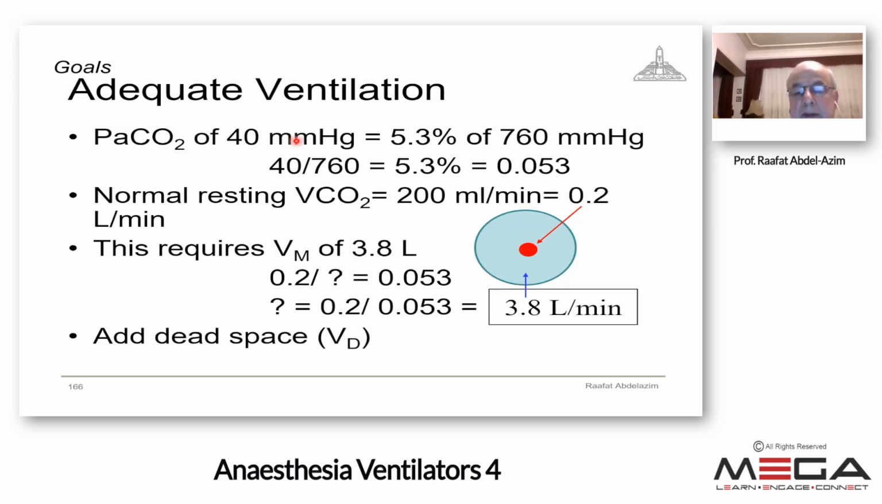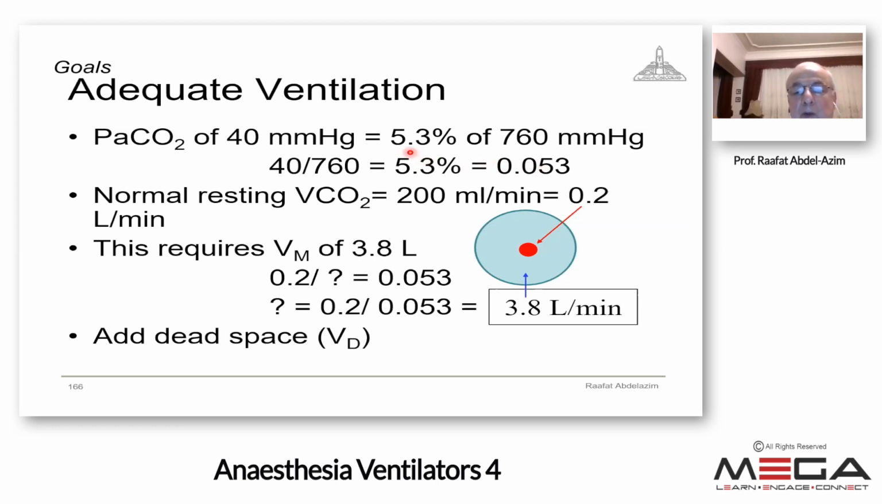It is present with other gases to represent the total pressure of 760, that is the atmospheric pressure. So carbon dioxide is 40 millimeter mercury in 760. It represents 5.3% of the total pressure. This is the partial pressure of carbon dioxide. This 5.3% is derived by this equation, 40 over 760, it is 5.3% or 0.053.